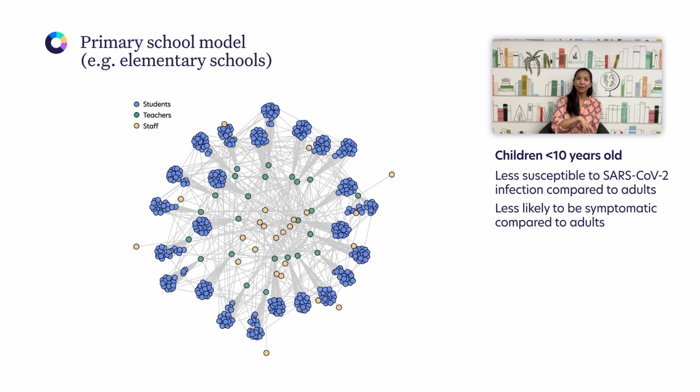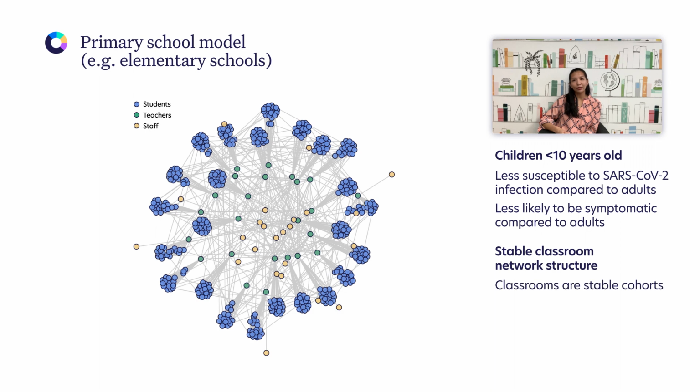In addition, the network structure of a primary school is organized such that you have teachers that are assigned to groups of students in classrooms. And these classrooms are more or less stable cohorts throughout the day, where the classrooms mostly stay with themselves. The teacher and the students mostly stay together, and there's not much intermingling between classrooms.